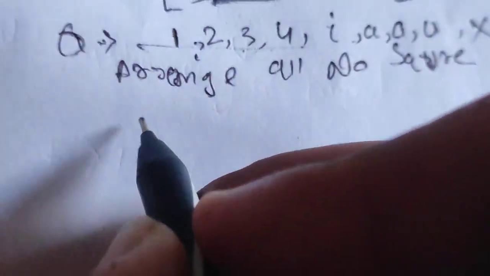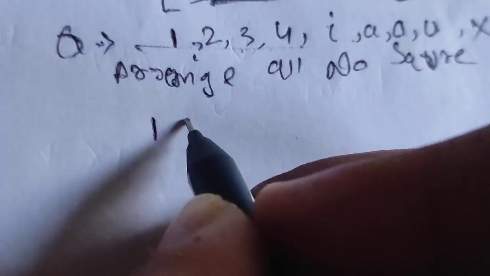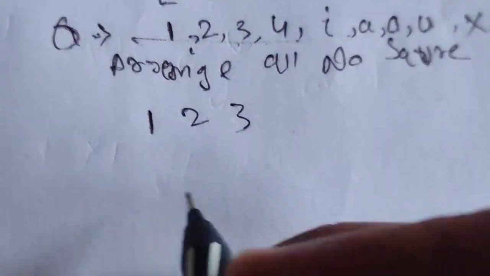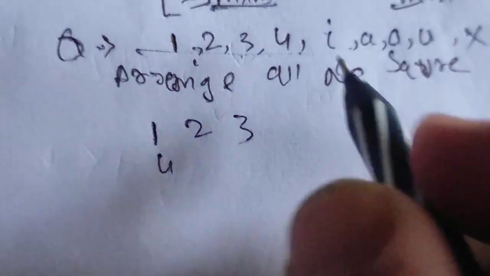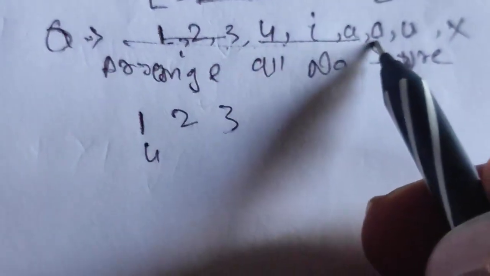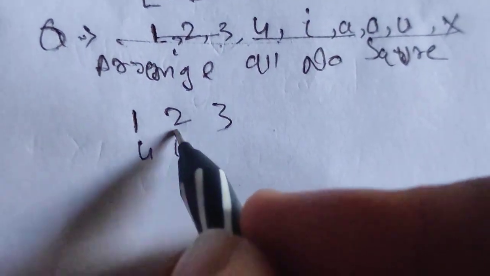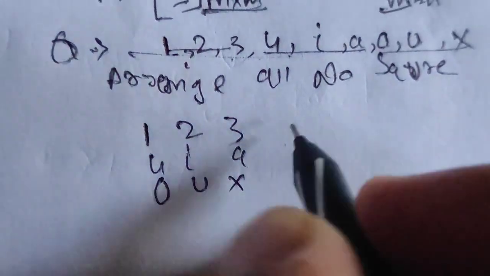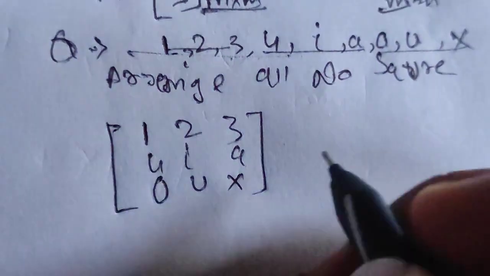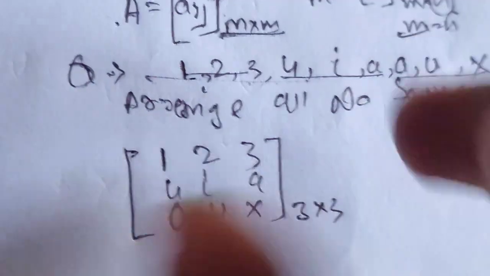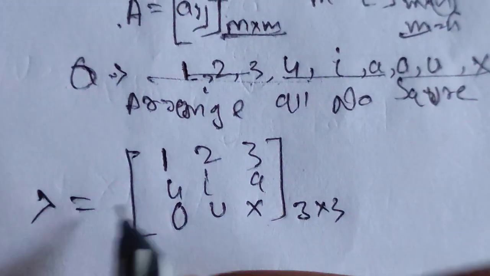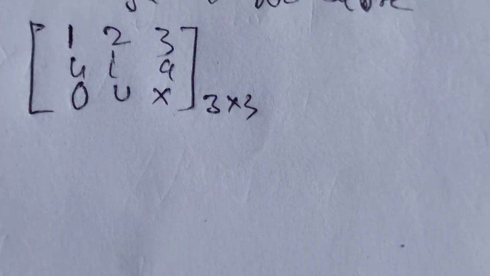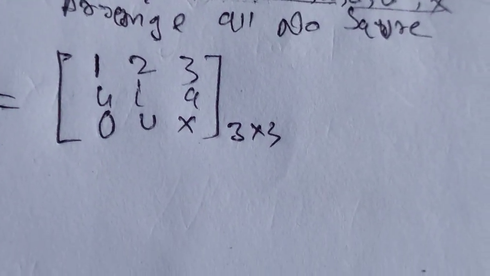So in this case, there are 9 numbers, so it means 3 rows and 3 columns. So 4 I A, okay, and O U X. So this makes a square of 3 cross 3. This is called a square matrix. Say suppose lambda. Okay, this is a simple example of a square matrix.